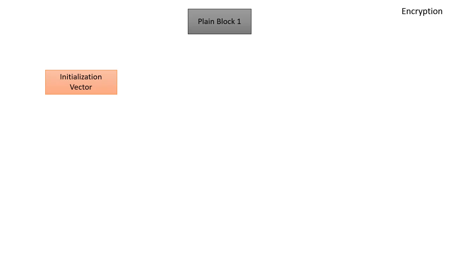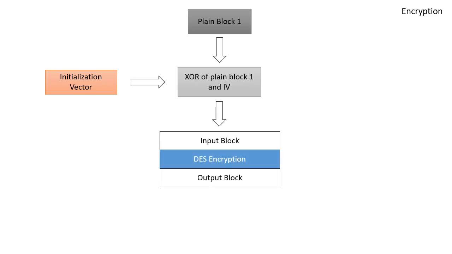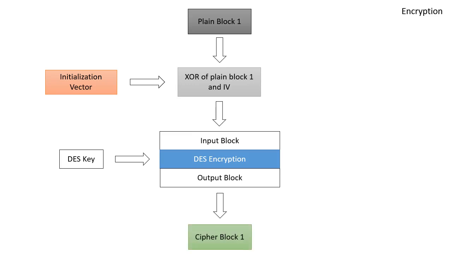An initialization vector is used because a previous block of text does not exist, as this is the first block in the text. IV is used to randomize the encryption. While it does not need to be secret, it must be unpredictable. The block of text is XORed with the IV before going through the DES encryption. For DES encryption, a 64-bit key is required. The output from DES encryption will be the first cipher block.